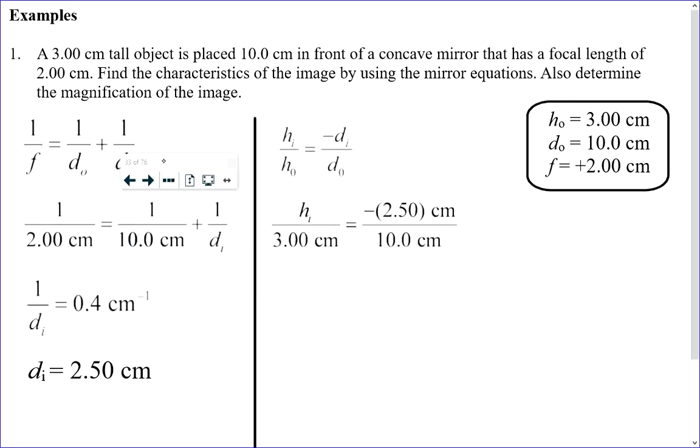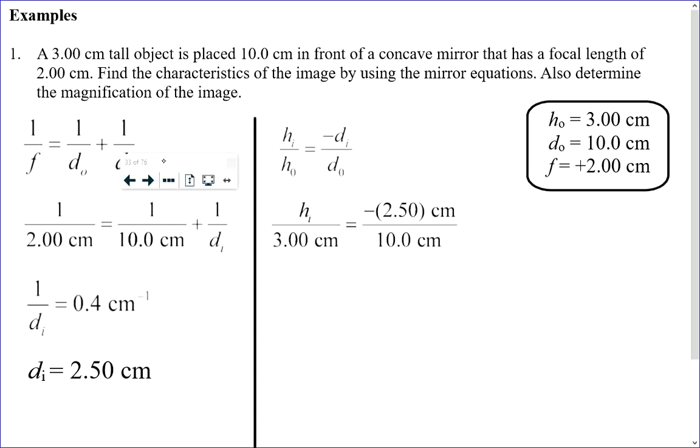So I'm going to substitute numbers in. I don't like to rearrange this equation. I like to put numbers in first. hi over 3 centimeters equals negative of di, and di is 2.5, so negative of 2.5 divided by do, which is 10. You really have to be careful to keep things organized here. You got h and d and o and i.